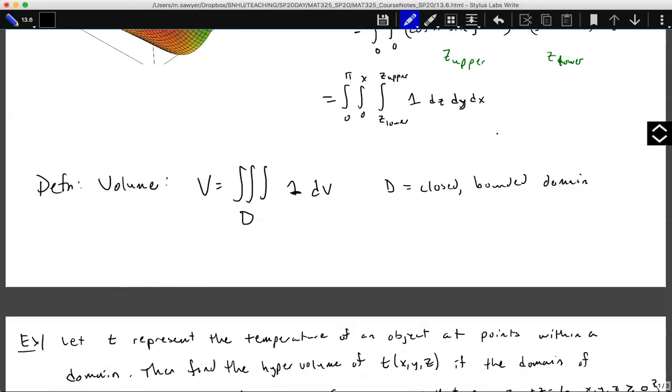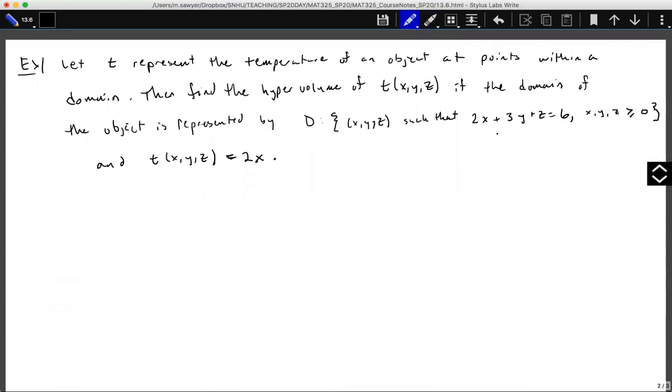So let's look at another example here. Let T represent the temperature in an object with points within a particular domain, and let's find the hypervolume. So let's build up the volume to a fourth dimension of the temperature as a function of location. This would be as if we had a three-dimensional space, x, y, z, representing a room, and we looked at the temperature as a function of the points in that room.